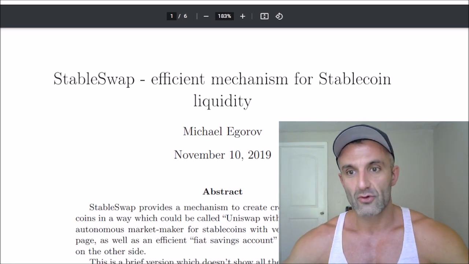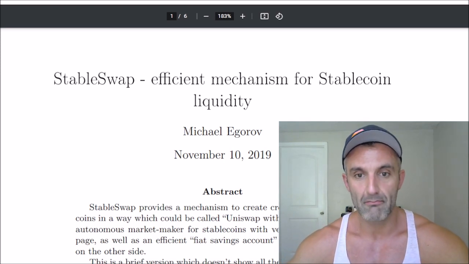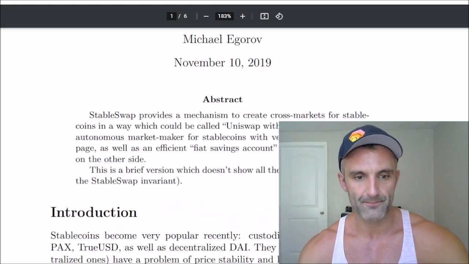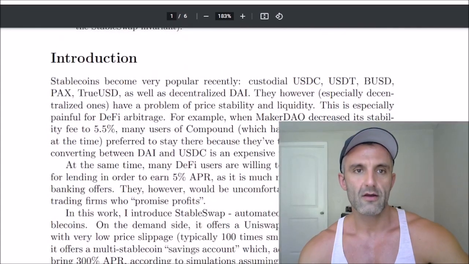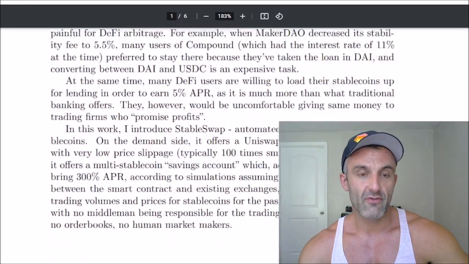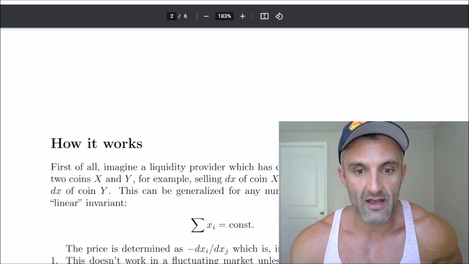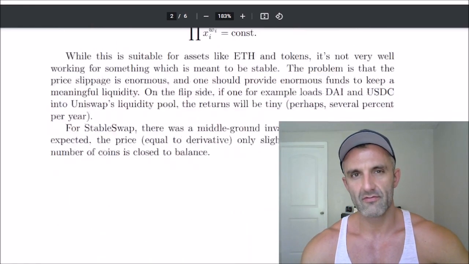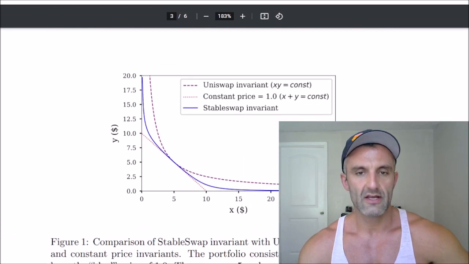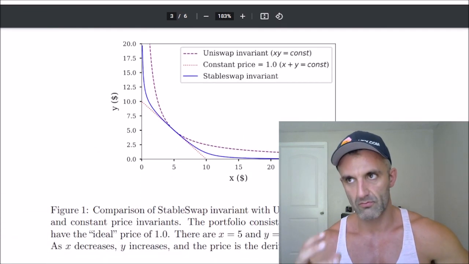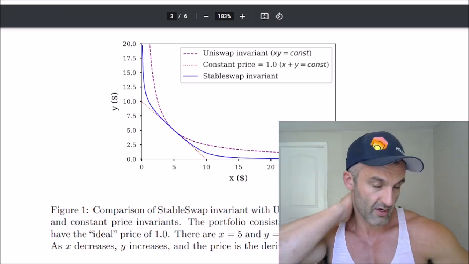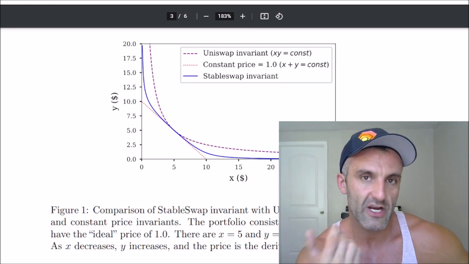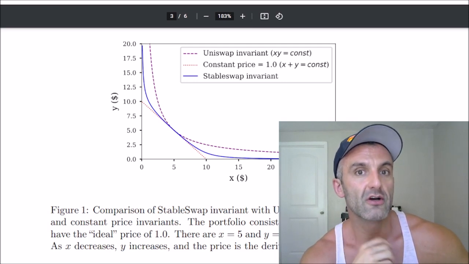StableSwap, efficient mechanism for stablecoin liquidity. Michael Egorov. Interesting, 2019. So I read through this. Curve is specifically for stablecoins. And why stablecoins? Because of the nature of a stablecoin, it's just trading one-to-one, right? They're talking about dollars or things like that. It's just trading one-to-one. So the ratio shouldn't change, or shouldn't change very much.